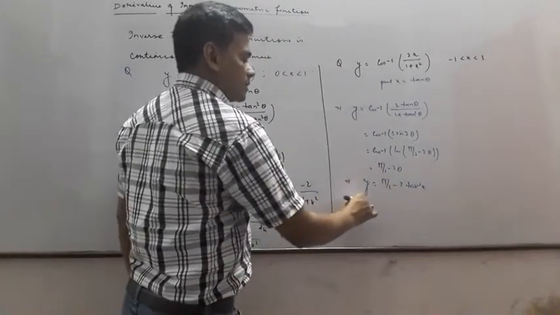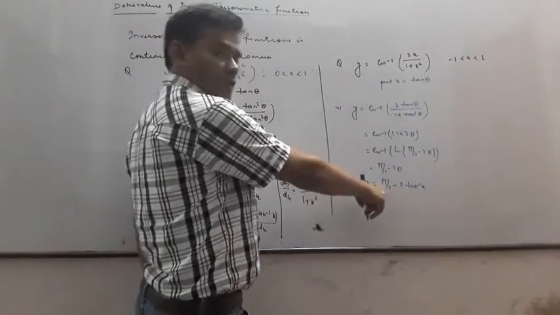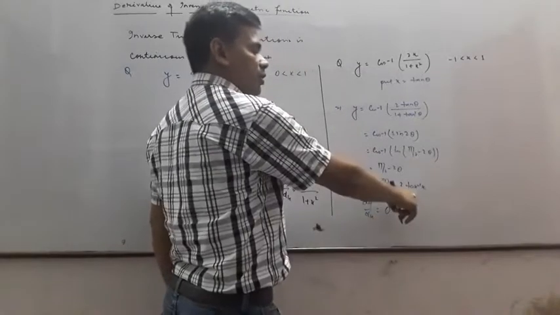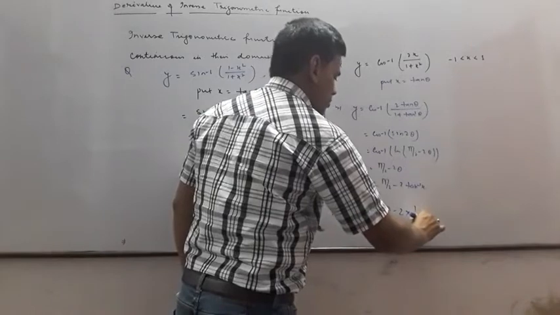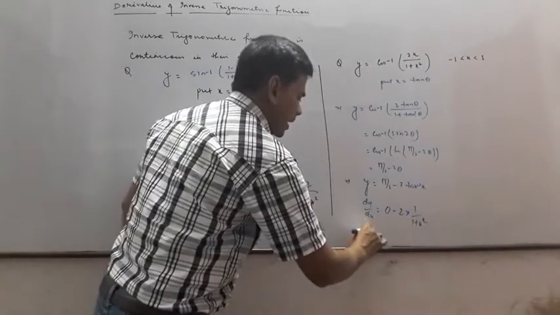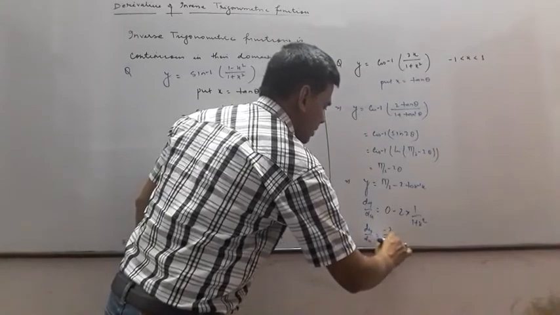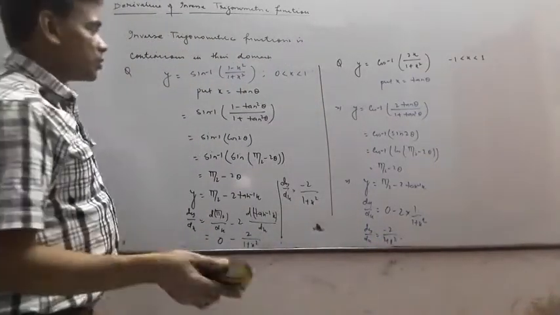After converting this, now you will have to differentiate. The differentiation of pi by 2 is 0, and minus 2 times the differentiation of tan inverse x, which is 1 by 1 plus x square. So the final answer is dy by dx equal to minus 2 by 1 plus x square. Now our next question is here.